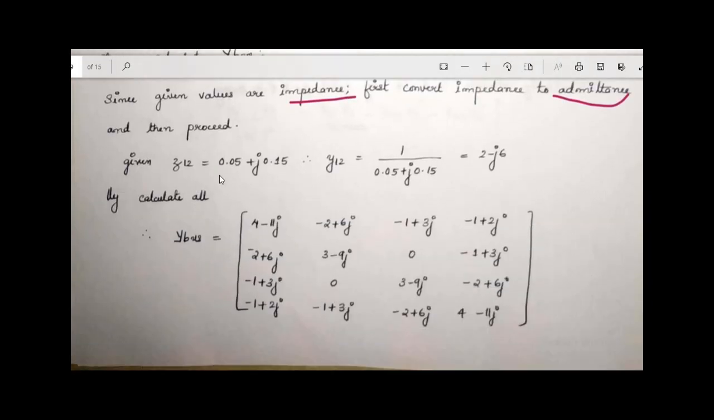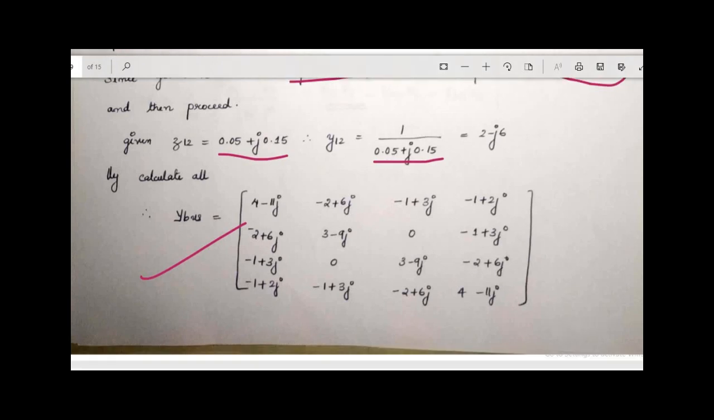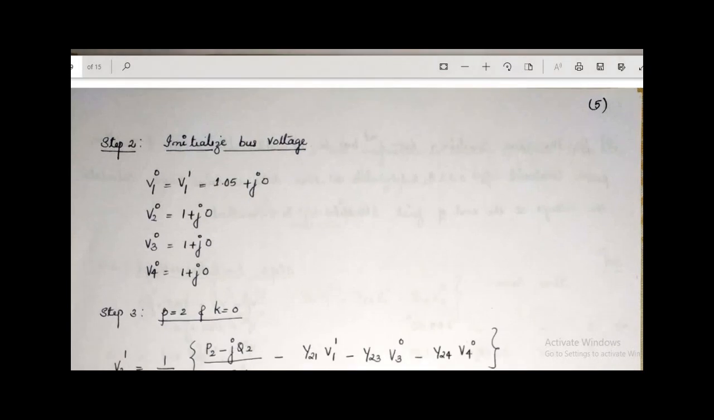So given is the impedance, so correspondingly you need to calculate its admittance first, then you proceed with calculating Y bus. Okay, so you know how to calculate this Y bus, and I am not going to explain it once again here. Now what is the second step? Yes, the second step is initialization of the bus voltage.